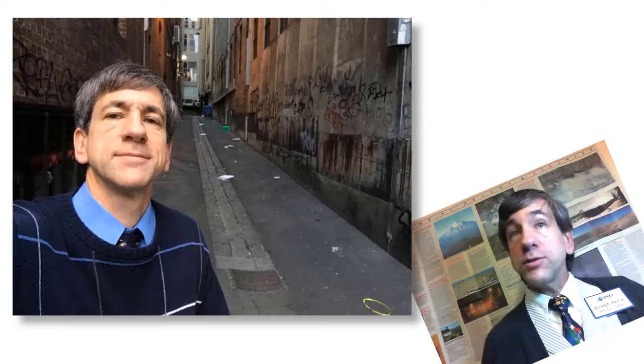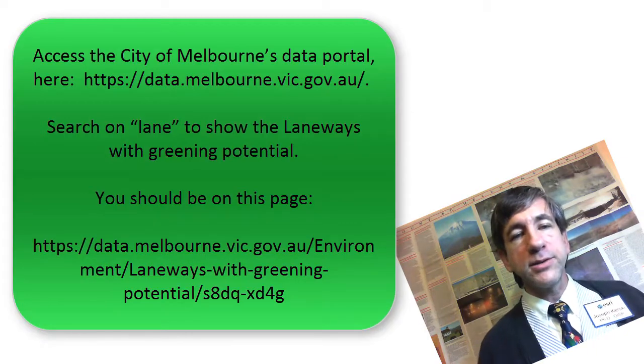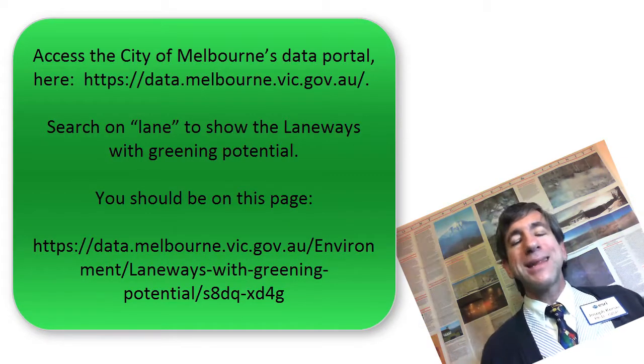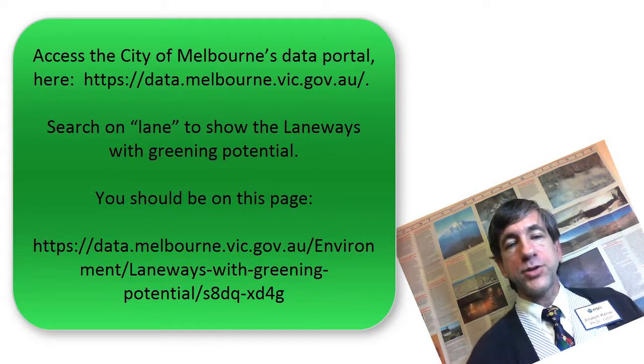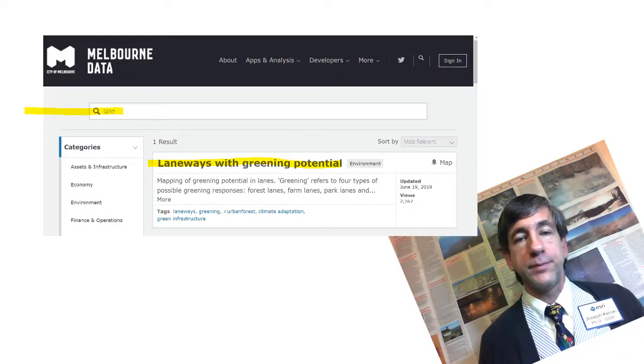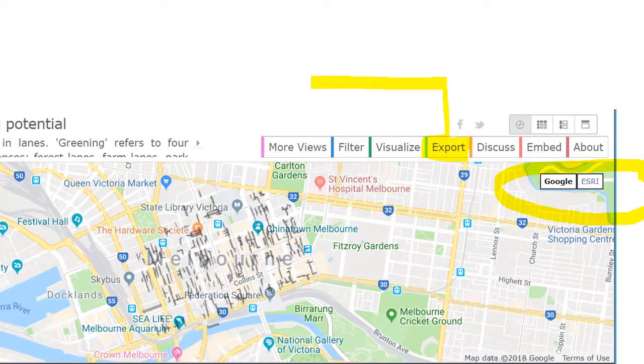We're going to use a set of spatial technology tools and some spatial data that's online to examine these lanes. We're going to access the City of Melbourne's spatial data portal, data.melbourne.vic.gov.au. Search on lane to show the laneways with greening potential. You should be on this page. Click on the title, Laneways with Greening Potential, to pull up a map and a data description.